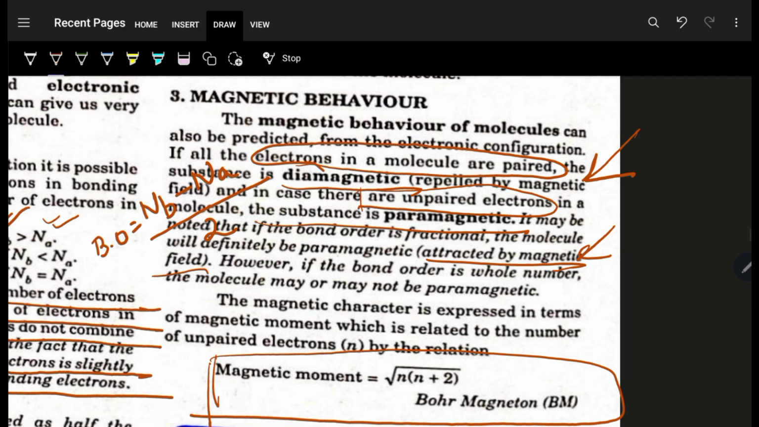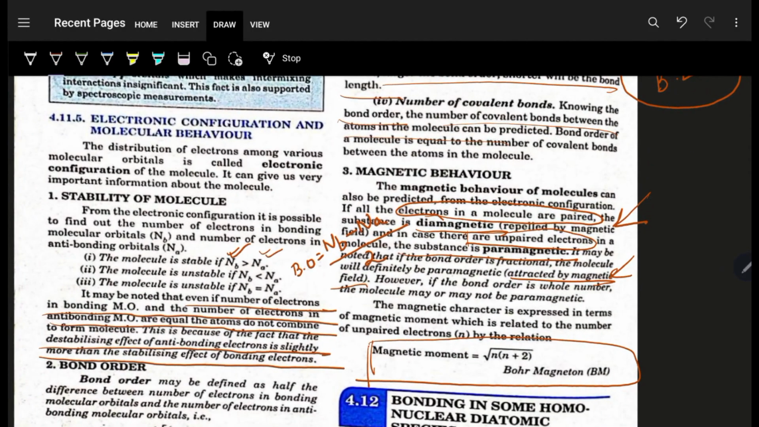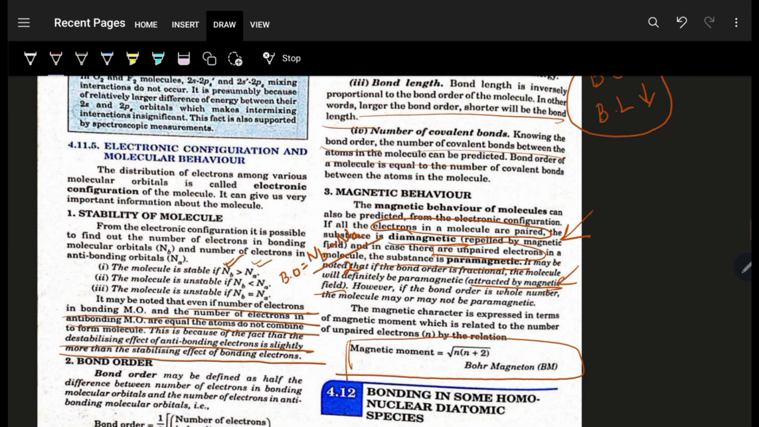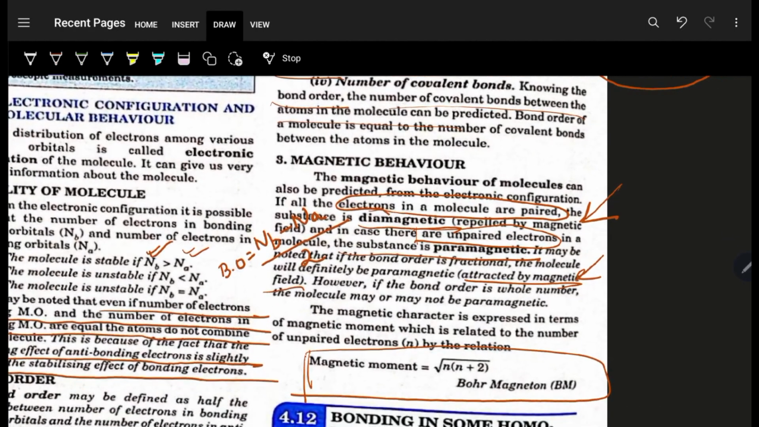So, what all things are you seeing over here? You are seeing how to draw the molecular orbital diagram, how to write the energy order of the molecular orbitals, what happens to the energy of the molecular orbitals for molecules containing 14 or fewer electrons and molecules containing more than 14 electrons, how you can find the bond order and relate it to the stability of the molecule, how you can judge the magnetic behavior, paramagnetic or diamagnetic, and how you can measure the magnetic moment. That's all for this session.